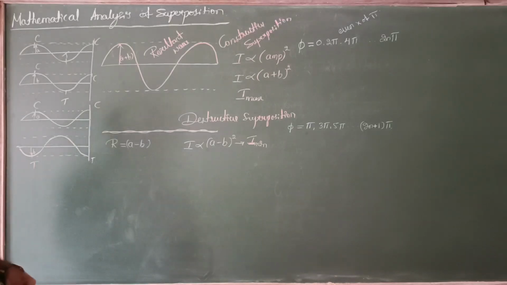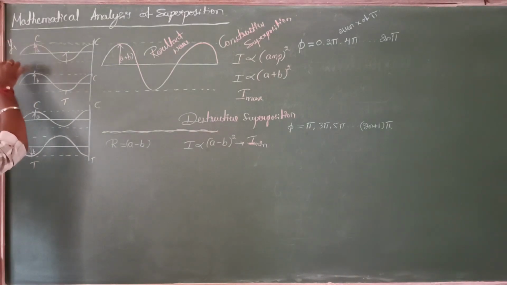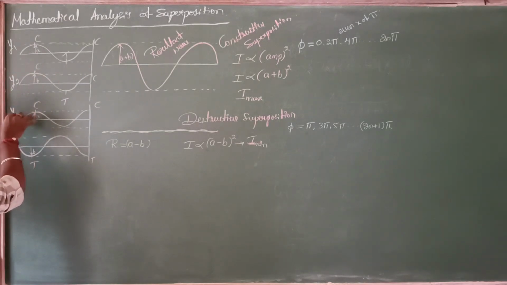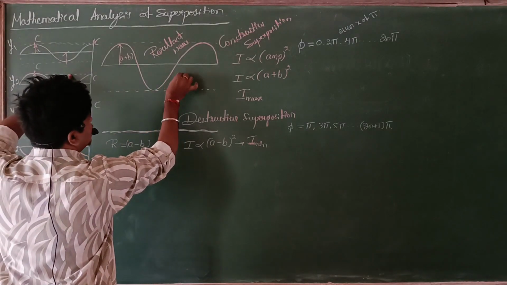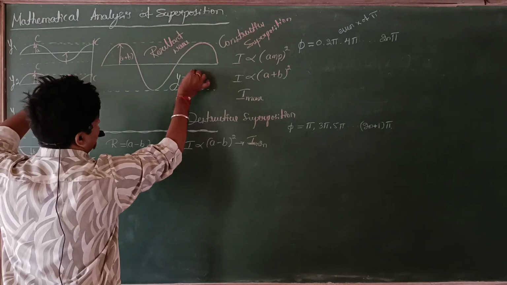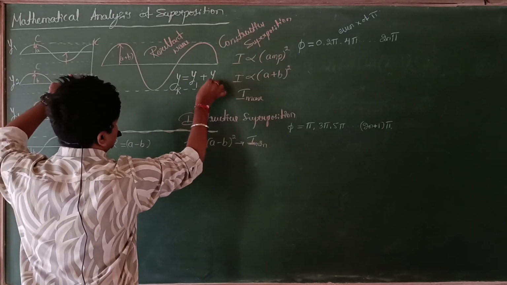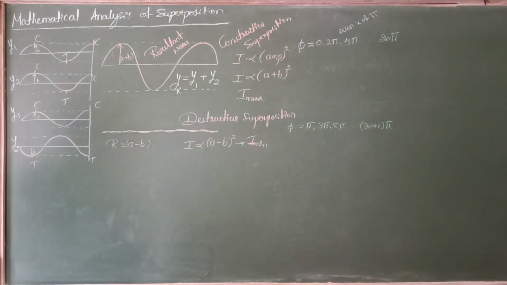Let's consider the two waves. So this is y1 and this one is y2 in constructive superposition. In destructive, this is y1 and this one is y2. Then we can write the resultant displacement of the wave: y is equal to yr is equal to y1 plus y2. The resultant displacement is always the sum of the displacement of the first wave and the second wave.